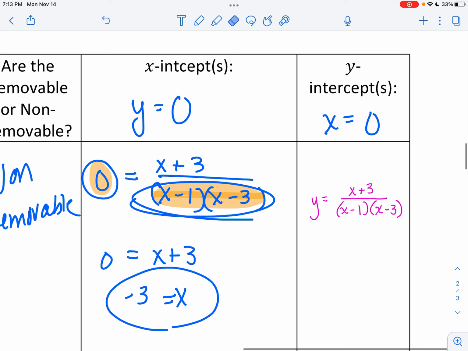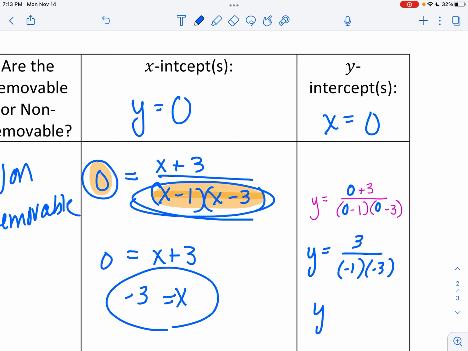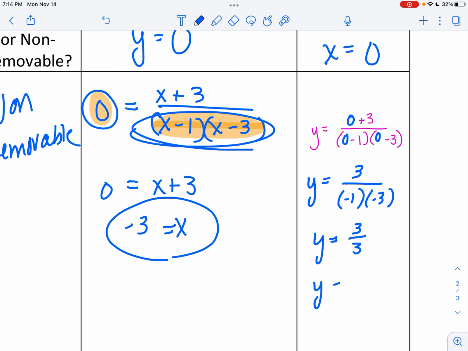Okay, so we have to make x equal to 0. That's going to be 3 on the top, -1 in that first parenthesis, and -3 in the second parenthesis. And that's going to be 3 over 3, which is 1. Now what we're going to do is graph it.